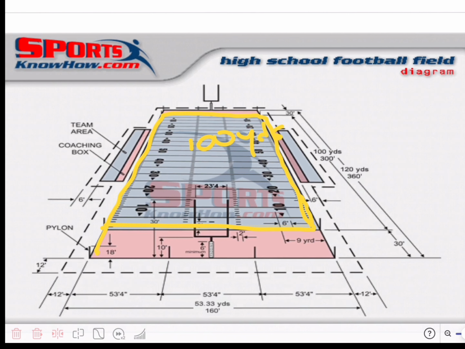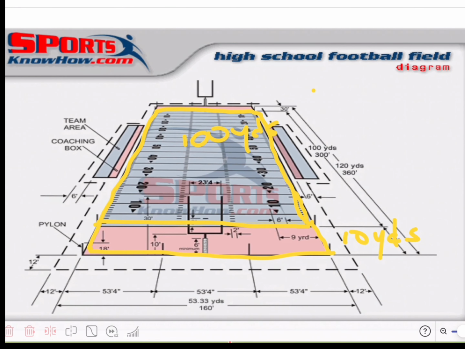Then there's these 2 end zones in red. Okay, so I outline those. Those are 10 yards deep each, 10 yards, and 10 yards here. So the entire length of the field is 100 plus both of those end zones, which are 10 each. So that's 20 altogether. That makes 120 yards. Okay, so the entire field is 120 yards long.